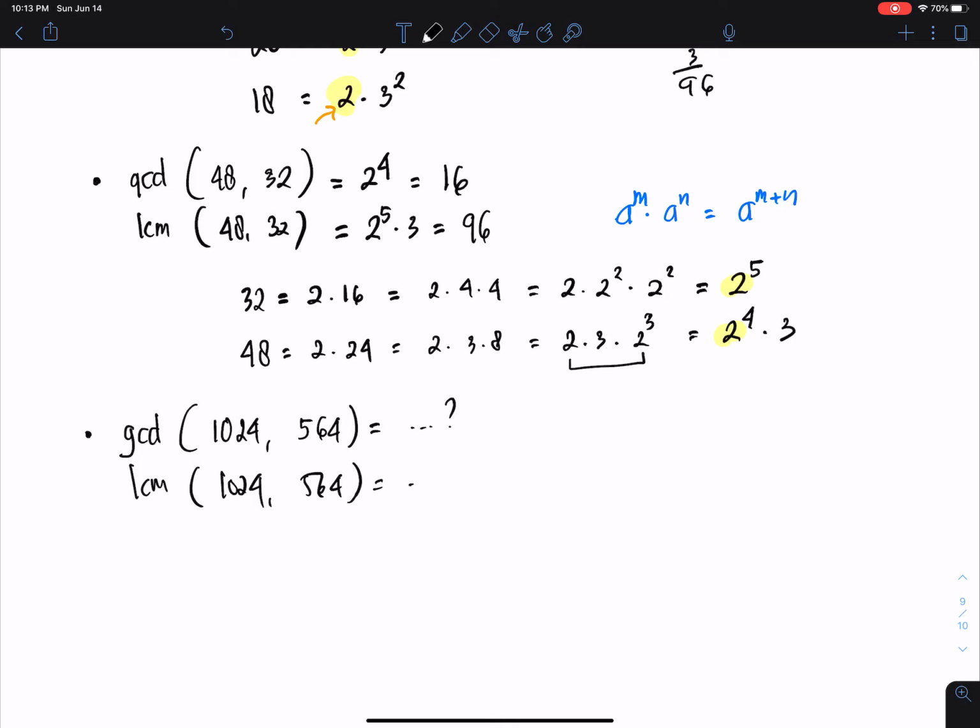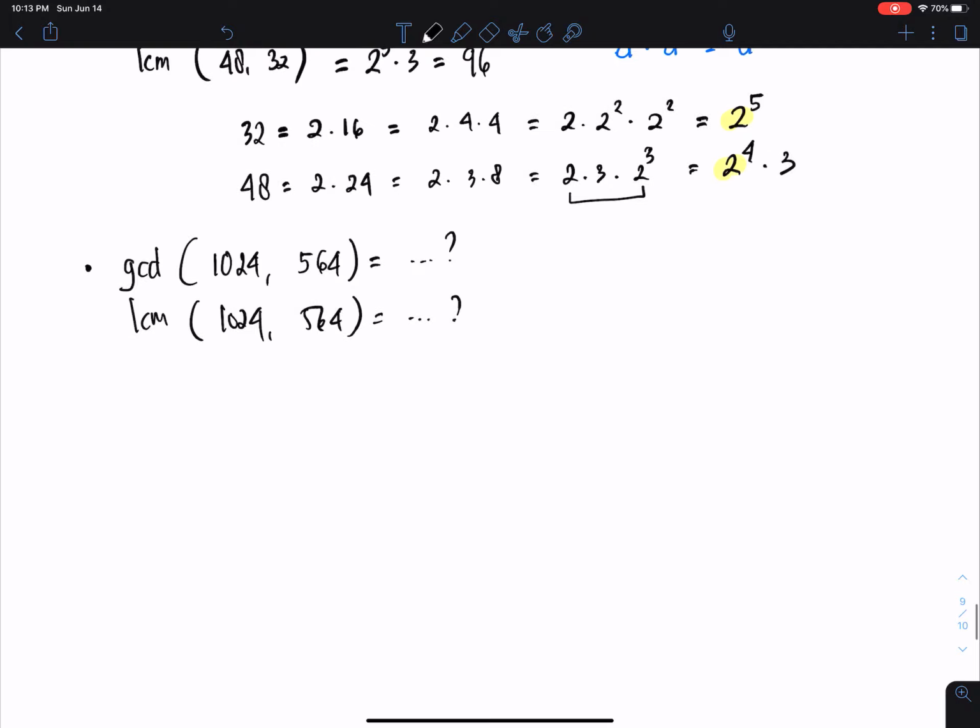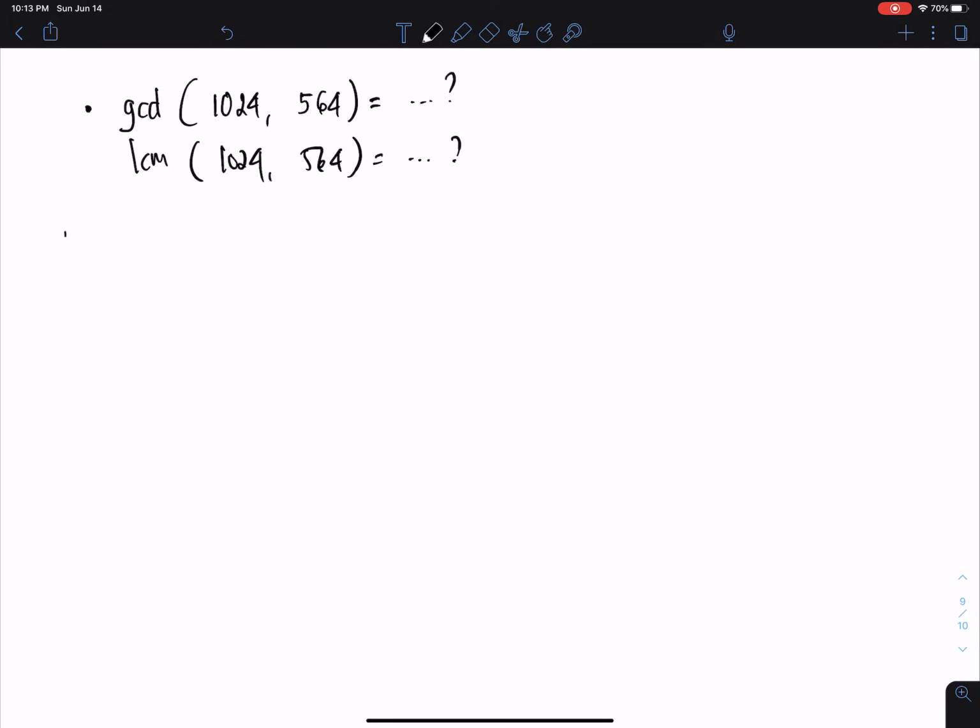Alright, so we are going to make use of what we call the Euclidean algorithm.